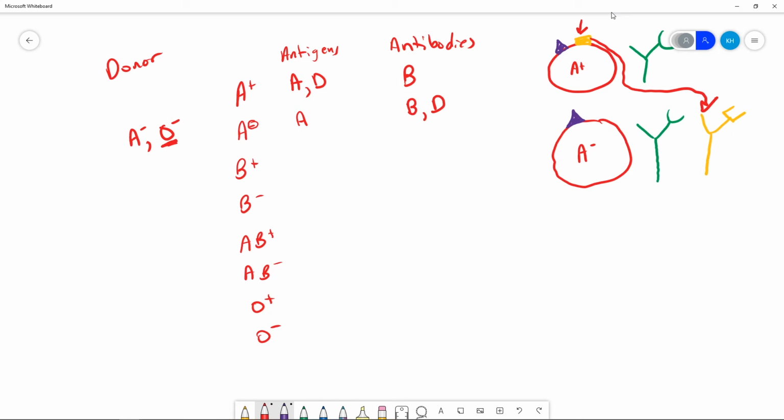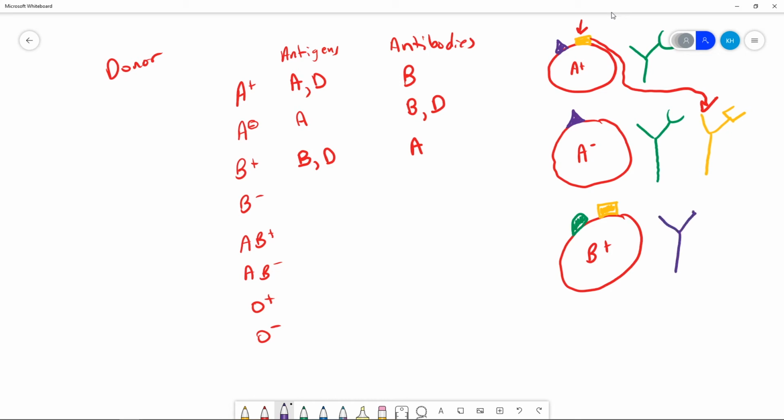So let's try another one. Let's take a look at our B blood type. So we know that B positive blood type will have both the B and the D antigens, but they don't have A antigens, so they would make A antibodies. So we have our B positive blood type. That means it has the B antigen on the surface and the D antigen on the surface. So for antibodies, it would make only the A antibody.